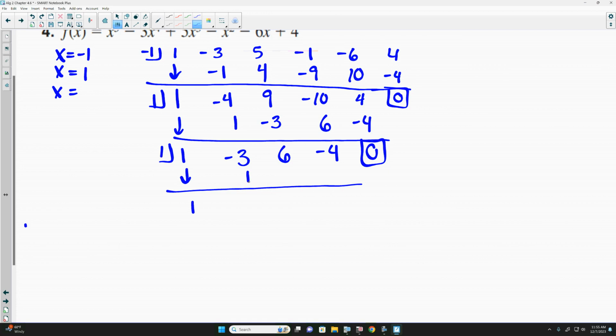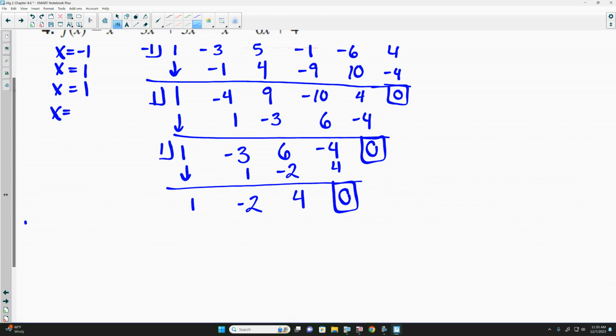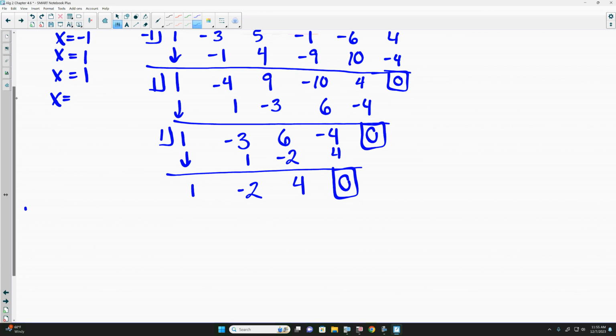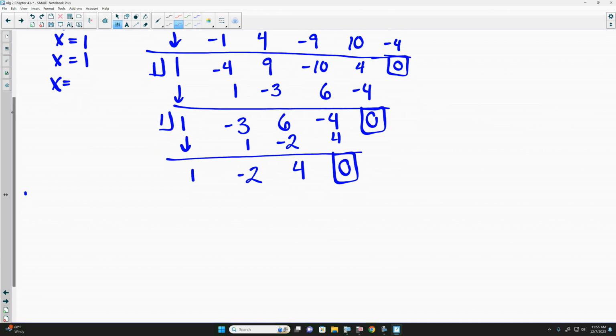1 times 1 is 1. Negative 3 plus 1 is negative 2. 1 times negative 2 is negative 2. 6 plus negative 2 is 4. 1 times 4 is 4. And negative 4 plus 4 is 0. So in this case here, 1 worked twice. Unfortunately, 1 will not work again, and negative 1 will not work again.